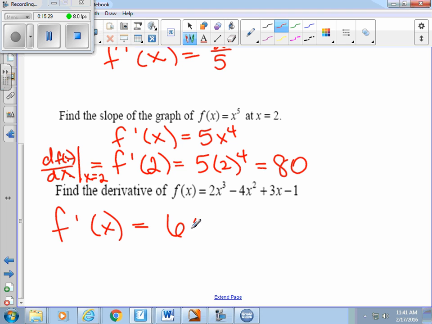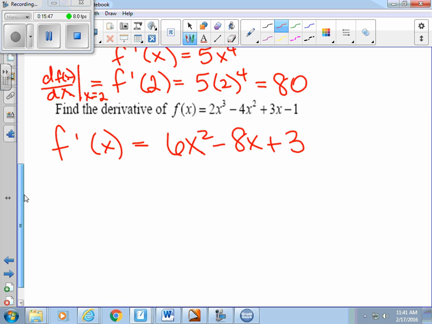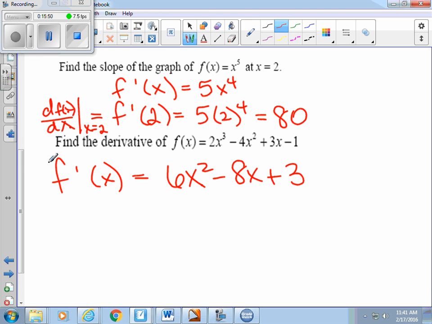Six x squared minus 8x plus 3. Okay, any questions about those? The one above it, so you just look at it too. Yeah, because I want the slope of the graph, which is the derivative, at x equals 2. Why'd you write that thing on the left? That's just a different notation. I was just showing you notation.